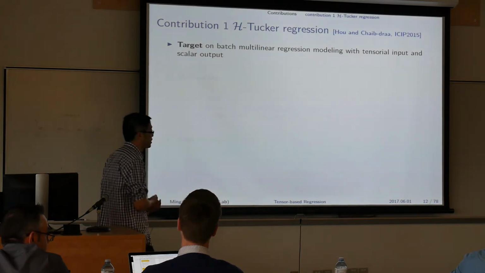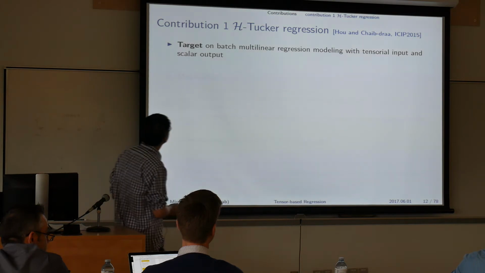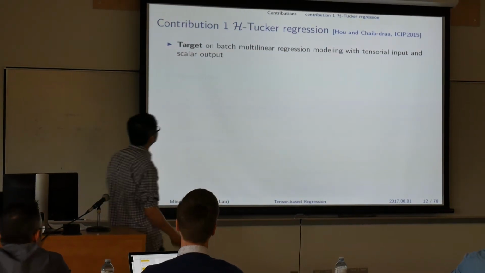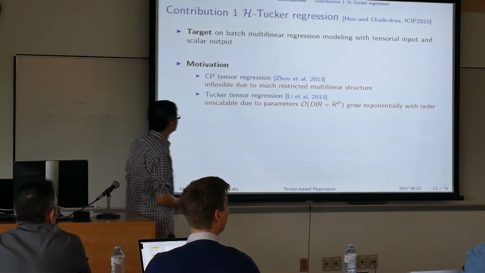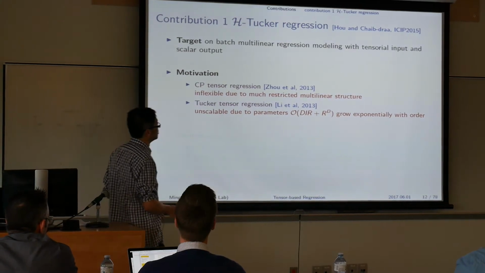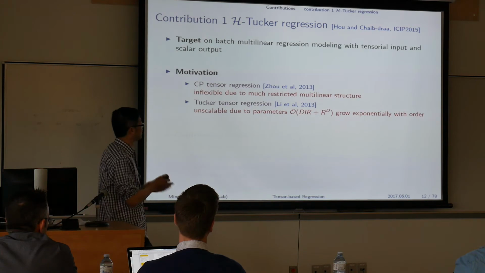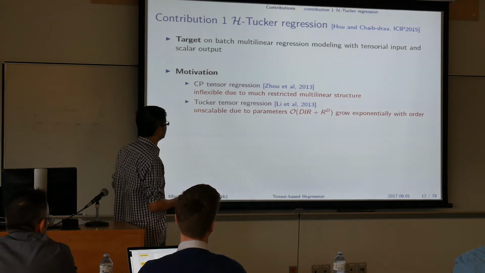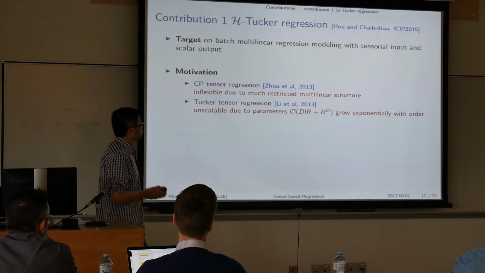It's called H-Tucker decomposition. This work is published at ICIP 2015, and this work is targeted on the batch multilinear regression modeling with tensor. This work is motivated by the weakness of CP regression, which is not flexible because of this restricted superdiagonal core tensor. The lack of flexibility will lead to an underfitting situation and low predictability.